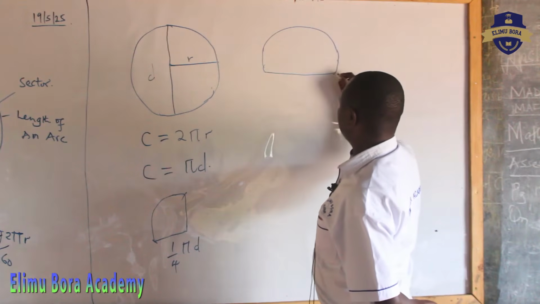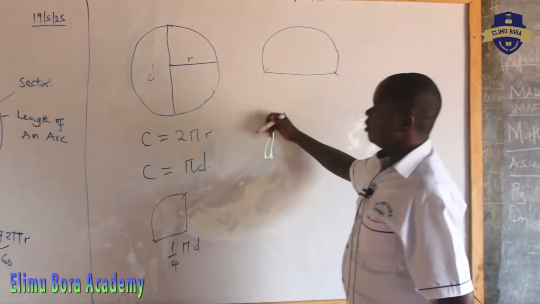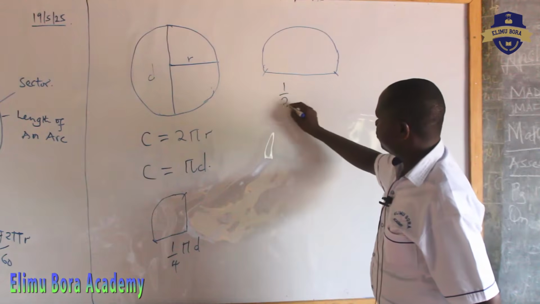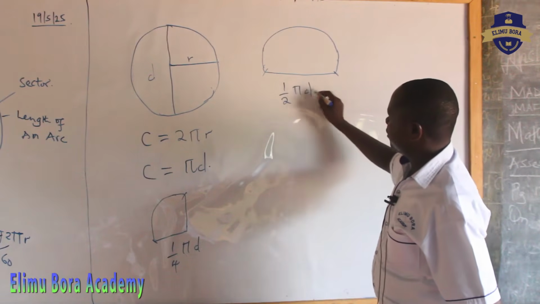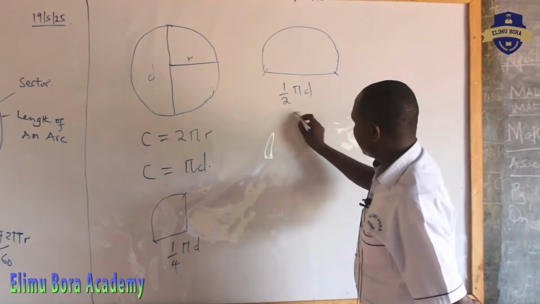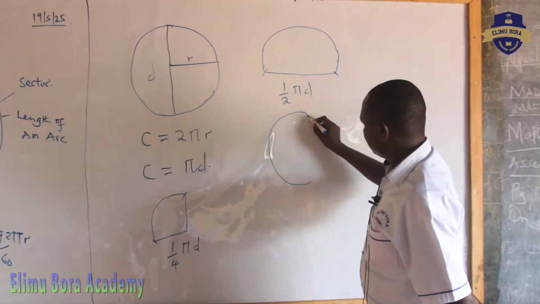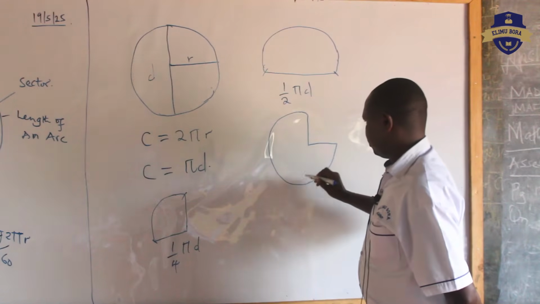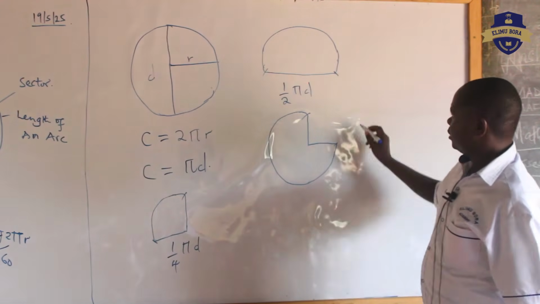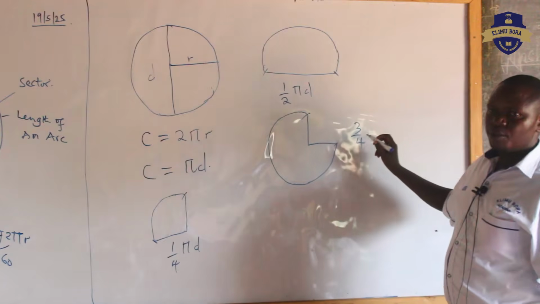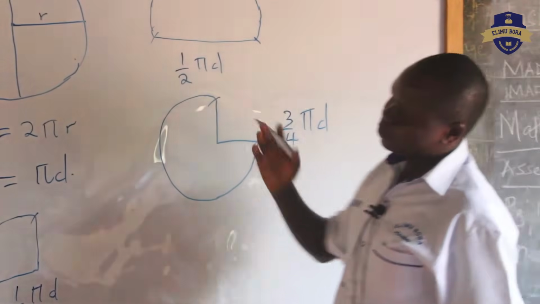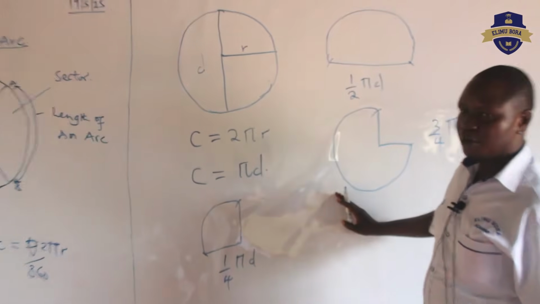Assuming that now it is a half a circle again, but you have been told to get the length of the arc from this point up to this point. It's going to be a half pi d. Are we together? Then we also had 3/4 of the circle. So to get the length of an arc here, we used 3/4 of the circle multiplied by pi d, isn't it?